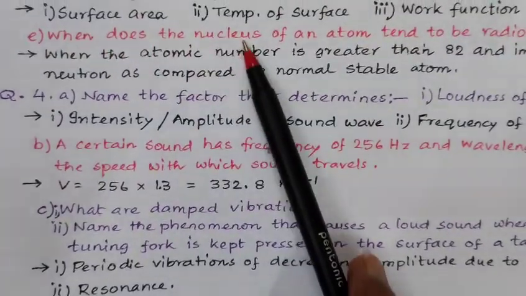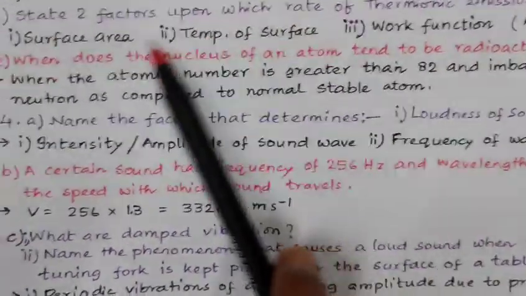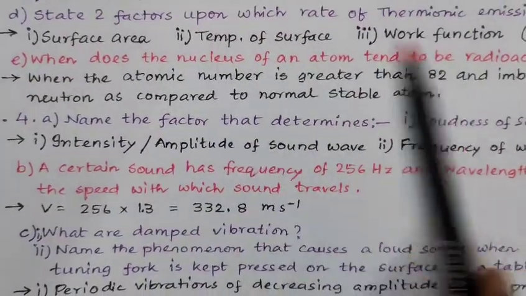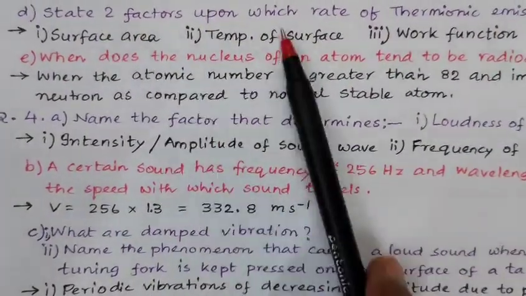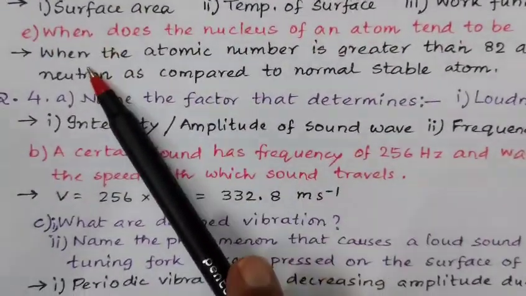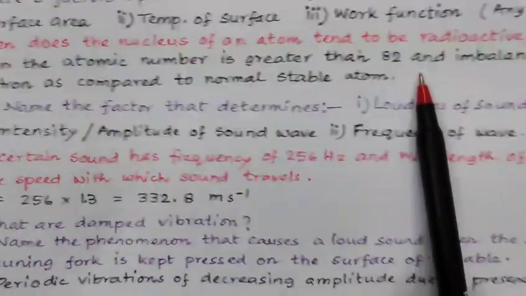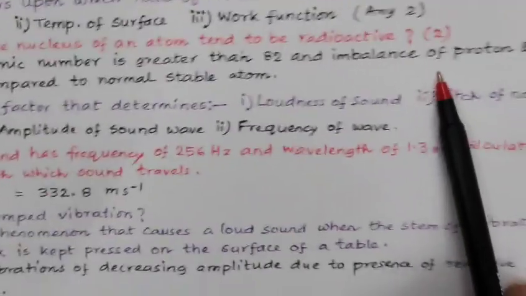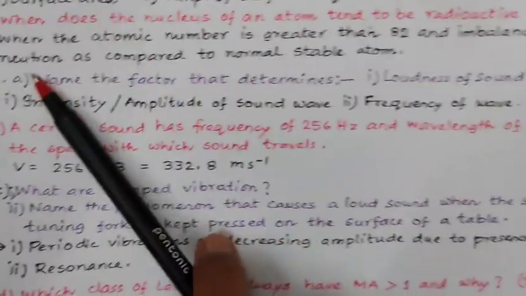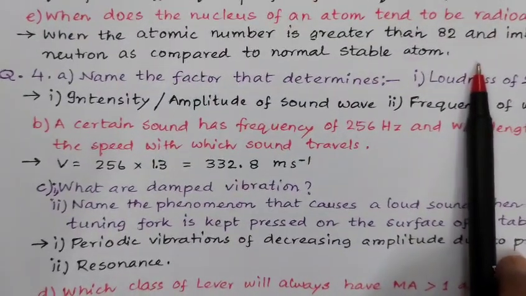E. When does the nucleus of an atom tend to be radioactive? Here we have given many choices. So you can write any 2 from here. You can write any 2 from the previous one, like that. So when the atomic number is greater than 82 and imbalance of protons and neutrons as compared to normal stable atom. This is the answer.